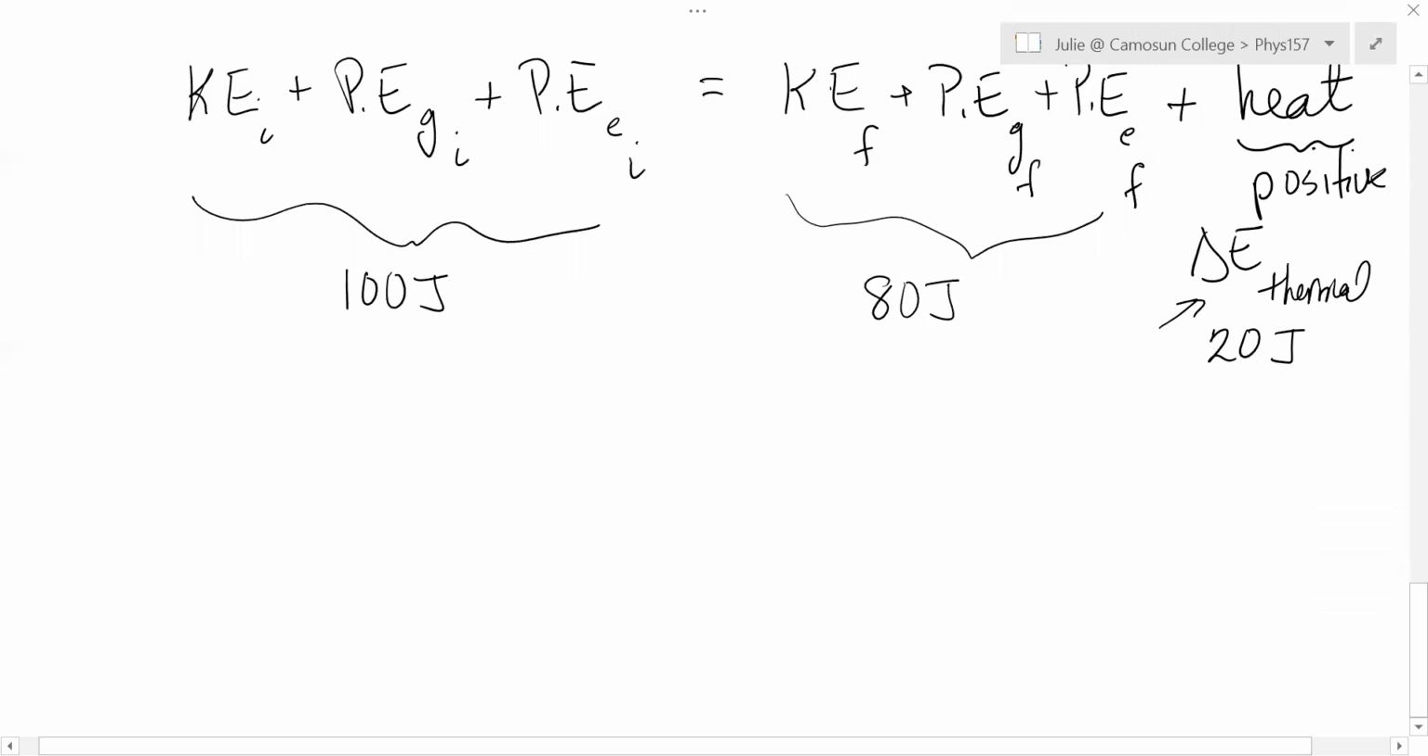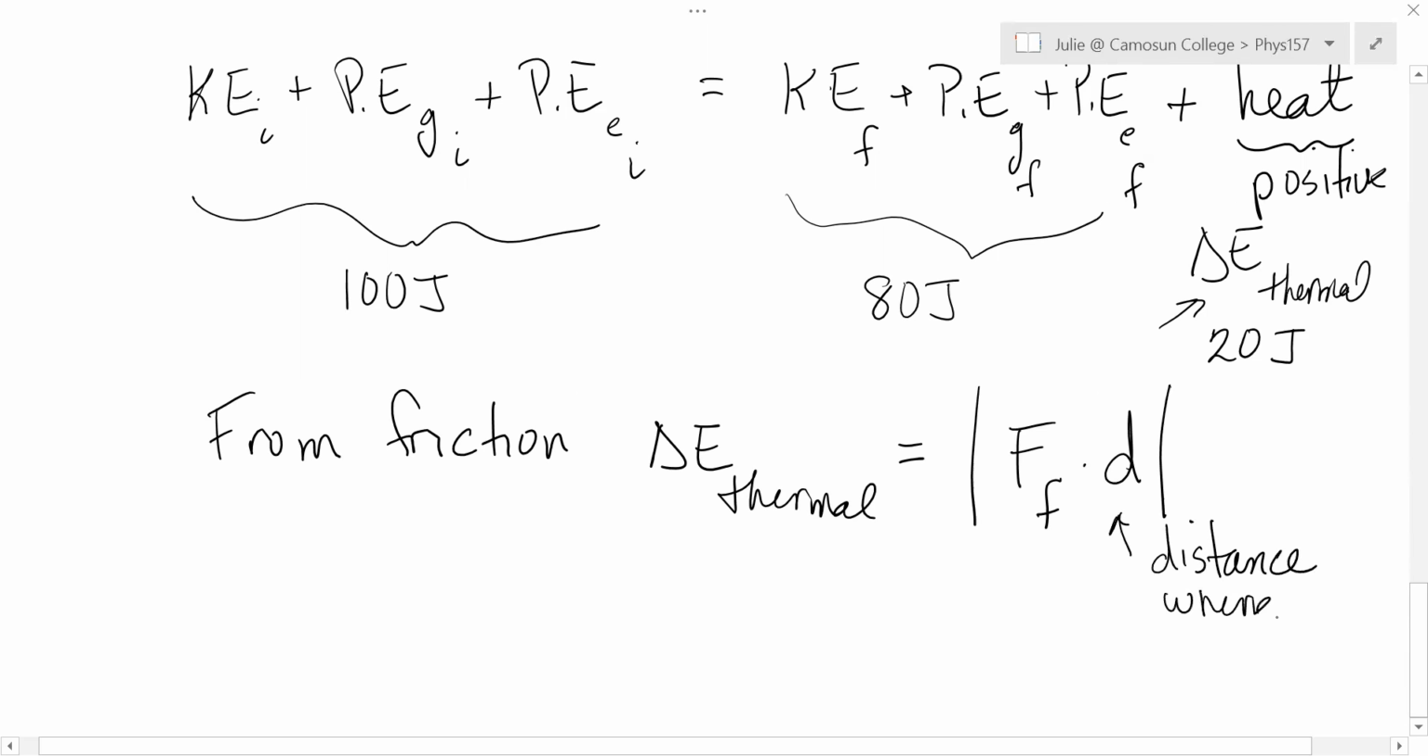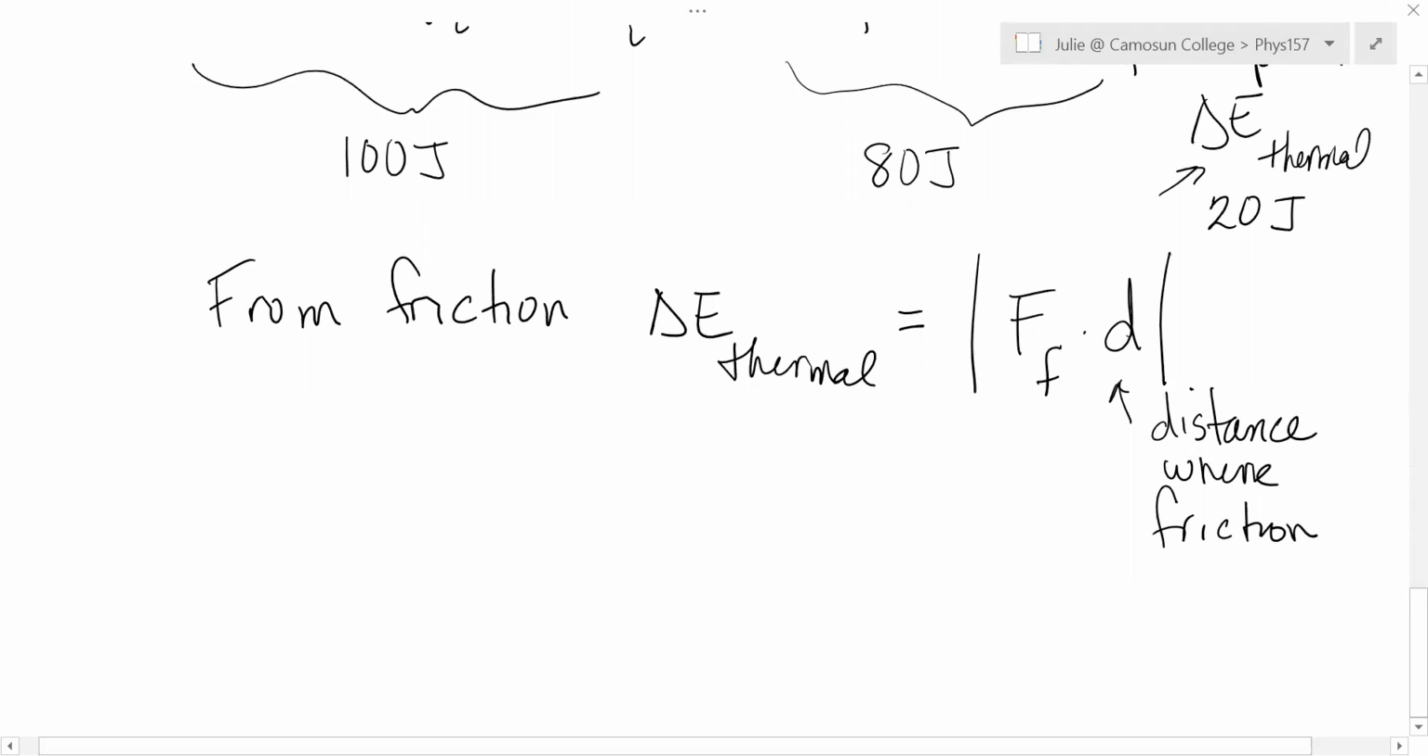Now, you can calculate thermal energy from friction. If you want to do it from friction, then the thermal energy is a positive number. It's the force of friction times the displacement over which the object moves. So this would be the distance where there's friction. It might not be the whole distance that the thing is moving, but this is the distance where friction acts. It might only be a small patch of the slope, for example, maybe 10 meters, it hits a rough spot. So you take the force of friction times the 10 meters, that's how much heat you would lose.